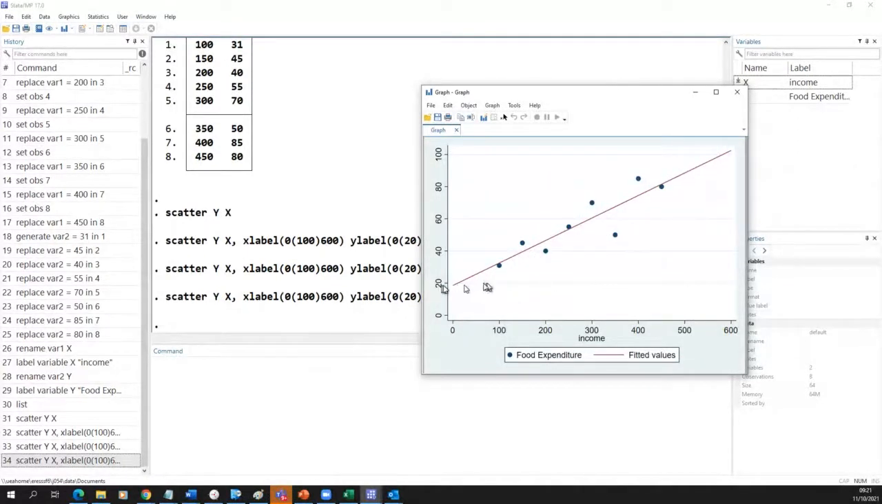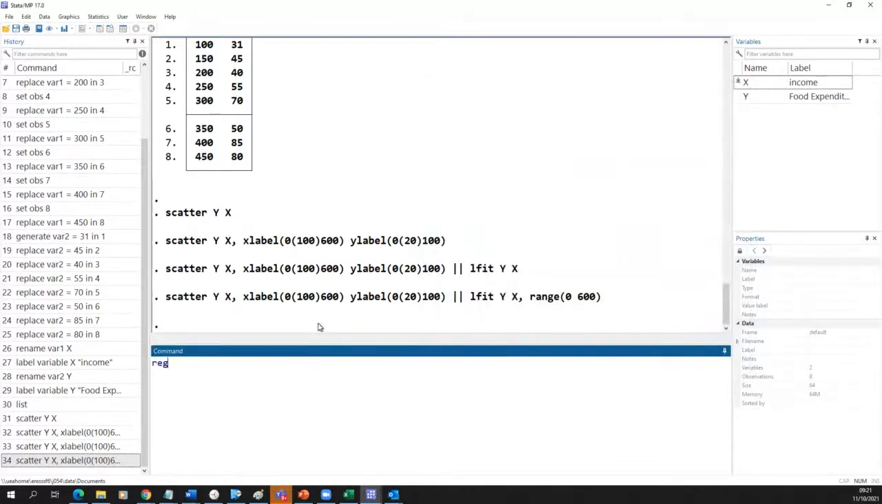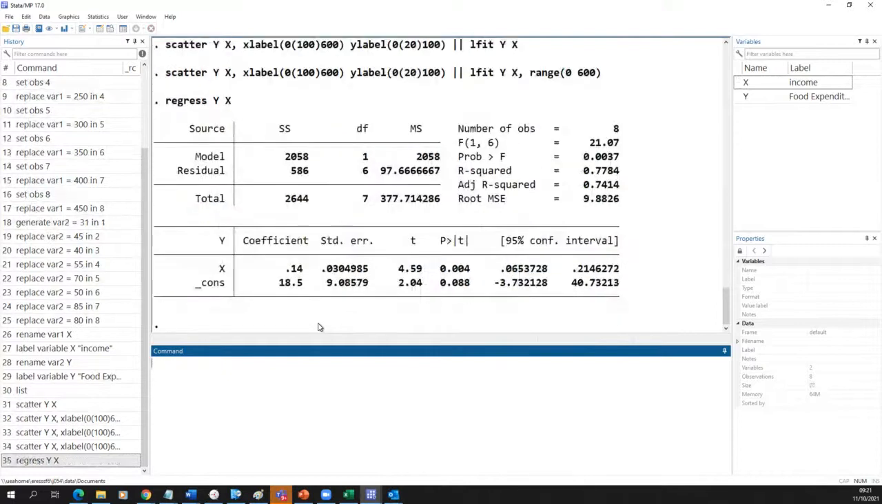The next thing we want to do is find the estimate of the slope, and in order to do that, we use the regress command. Regress y on x. The first variable is the dependent variable. The second variable is the explanatory variable. When you do the regress command, you get your estimates.